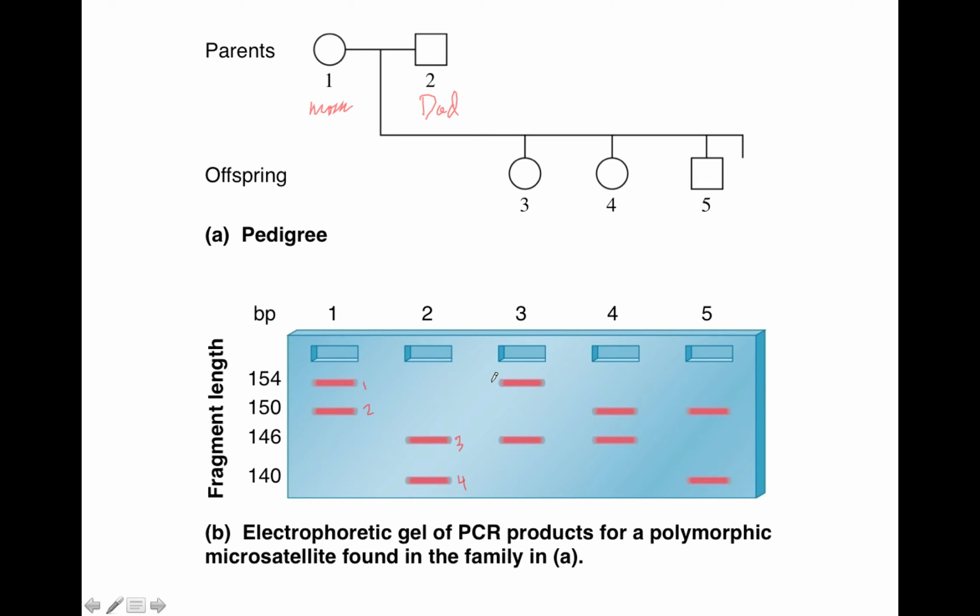Individual number 3 is a daughter. She got this allele, which is the same as this allele from mom, and this allele is the same as this allele from dad. So she's got one allele from mom and one from dad, so everything seems to be working out just fine. Let's look at this daughter. She got mom's other allele, a slightly shorter one, and the same allele from dad. So indeed, she also has an allele from mom and an allele from dad. And the son as well has the same allele from mom, but he's got the shortest allele that dad had.